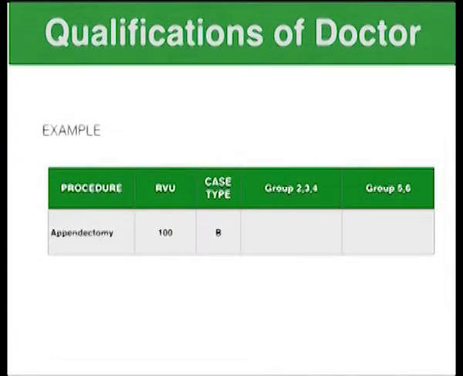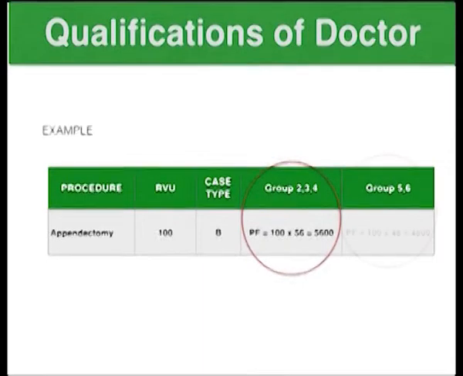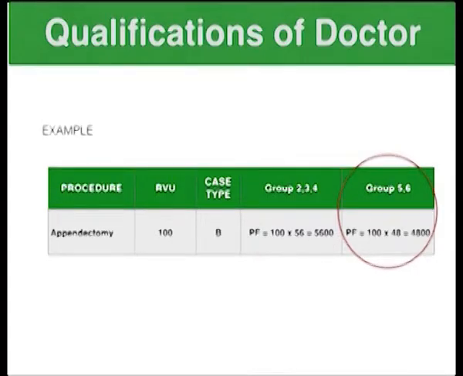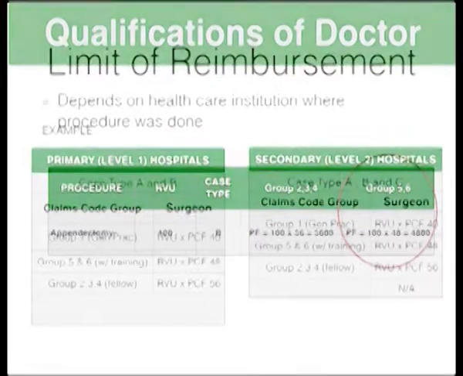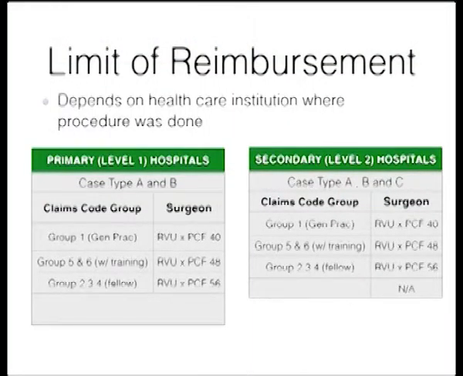For an example, appendectomy has a relative value unit of 100 with the case type B since the RVU is between 81 to 200. If the surgery was done by a group 2, 3, 4 or specialist, then the professional fee will be 100 times 56 or 5,600 pesos. If appendectomy was done by a physician in training or group 5, 6, then professional fee is calculated to be 4,800 pesos. There is a cap or limit of reimbursement for professional fees depending on the level of the healthcare institution.